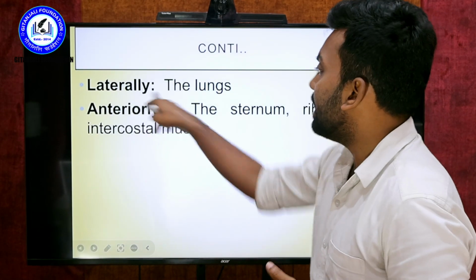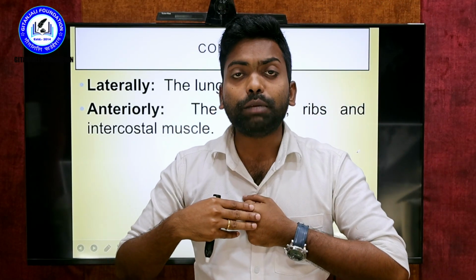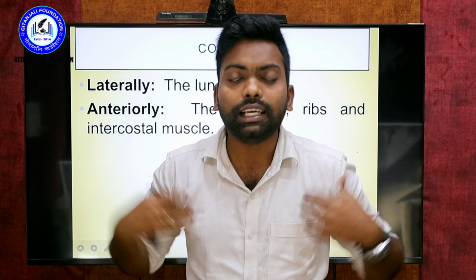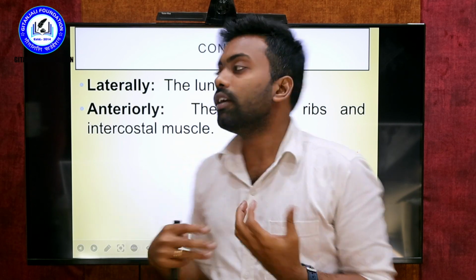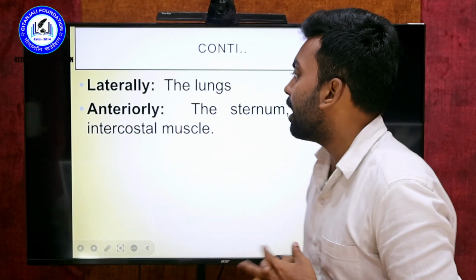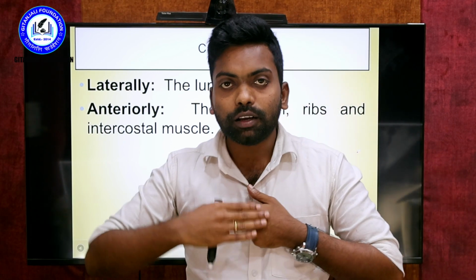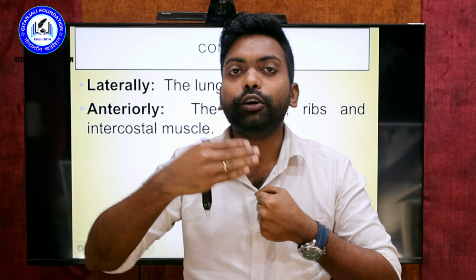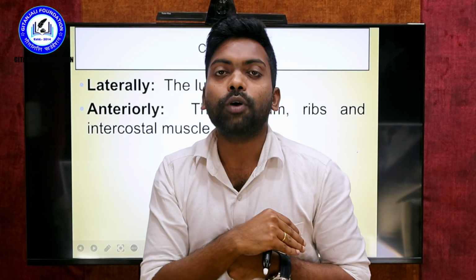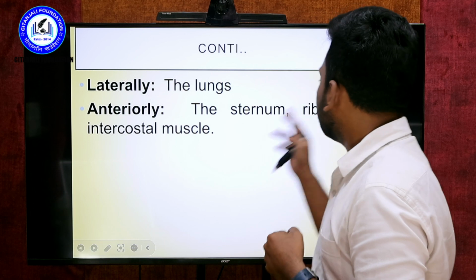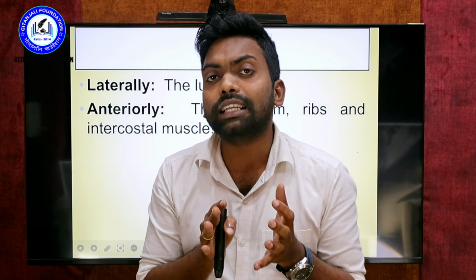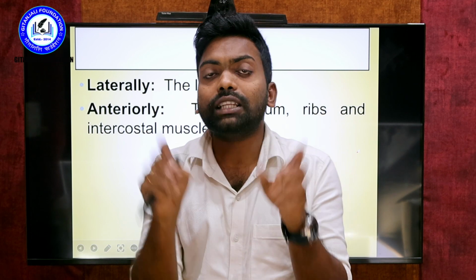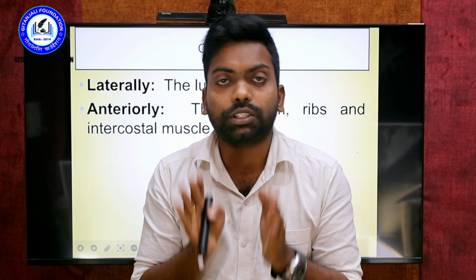Next you can see lateral. As we know, the heart is located in between the lungs. So what parts are located laterally? Nothing but the right lung and the left lung. So these are the two lungs located beside this heart. And the last one is anterior. Anterior is nothing but in front of the heart. So in front of the heart, what organs are associated? There are organs like the sternum, ribs and intercostal muscle. As I told you, intercostal muscle is the muscle in between the ribs, in the space between the ribs, that is called the intercostal muscle.